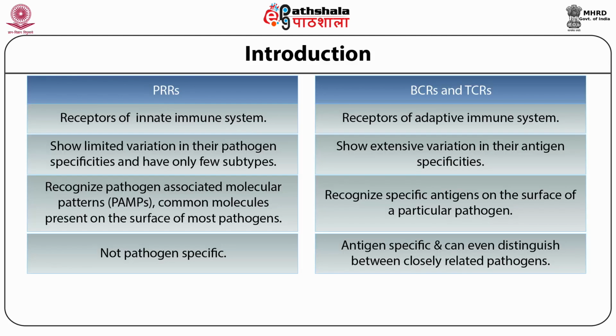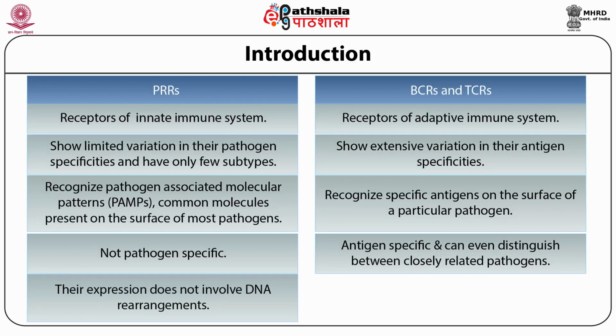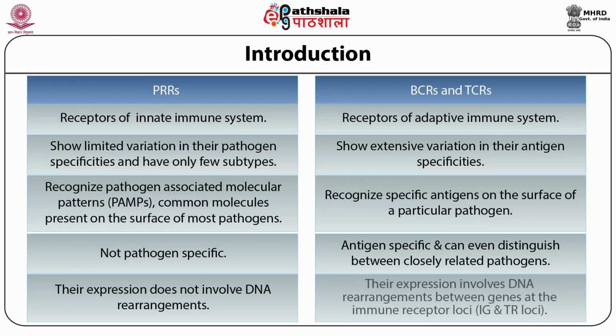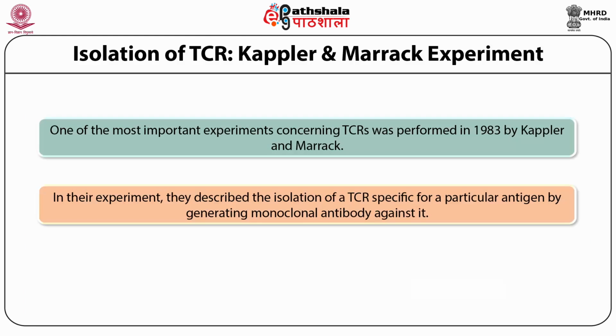The fifth point of difference is that the expression of PRRs does not involve DNA rearrangements, while that of BCRs and TCRs involves DNA rearrangements between genes at the immune receptor loci, for example, immunoglobulin and TCR loci. of a TCR specific for a particular antigen by generating monoclonal antibody against it.